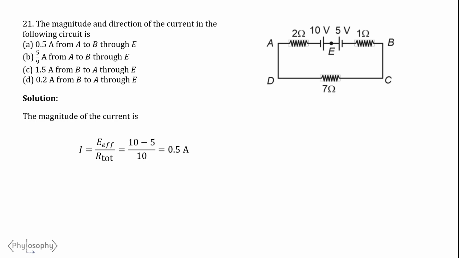Therefore, I is equal to 0.5 ampere. Now, the current should flow from point A to point B through point E. That is, option A is the correct answer.